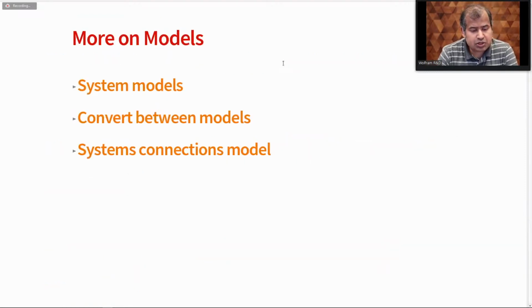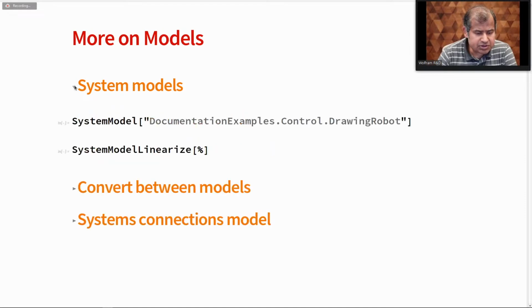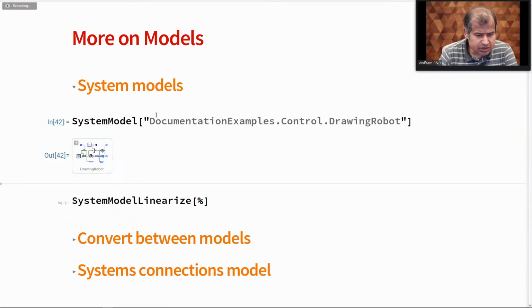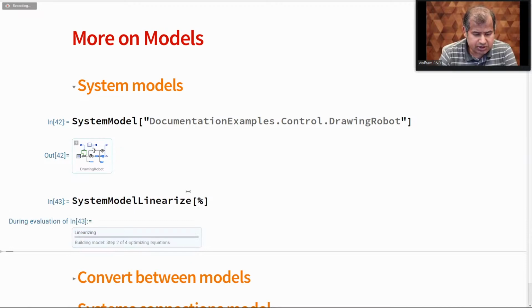Okay. So these kinds of modeling work for small systems and when we start from first principles, but if we are dealing with large systems and systems which span multiple domains, then it's better to use System Modeler and create the model from there. Here I just call a model that was already created, but once we have that model, we can linearize it and bring it into Mathematica to do the controller design and other analysis.